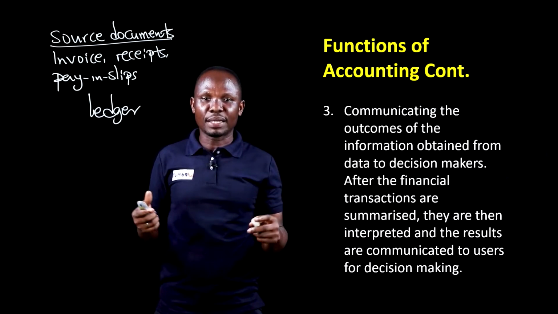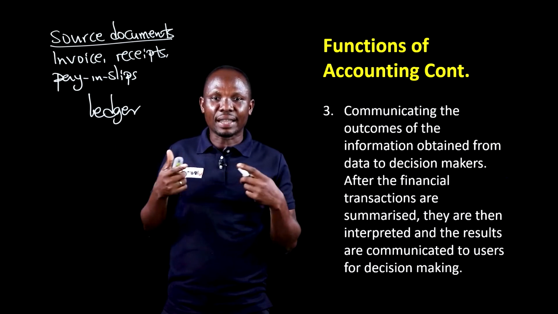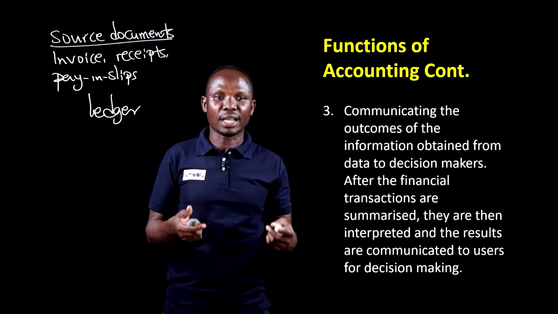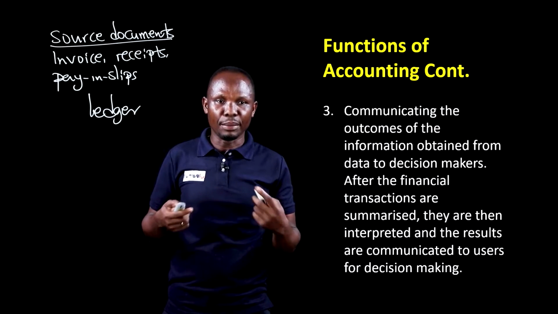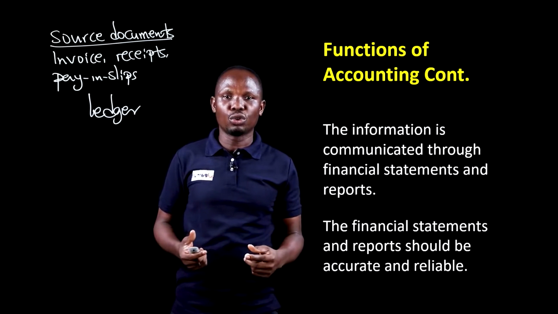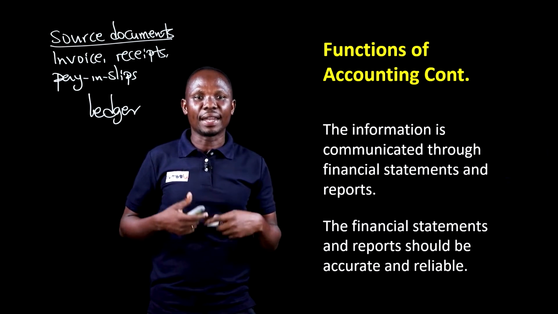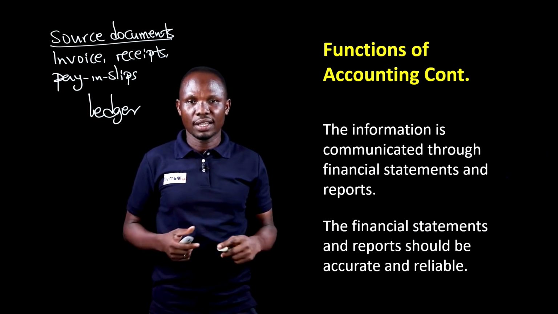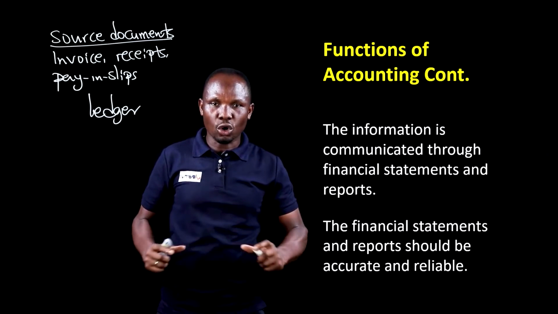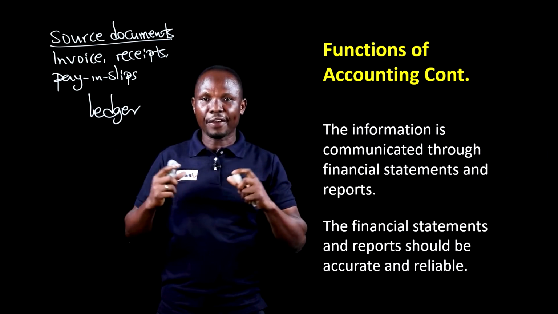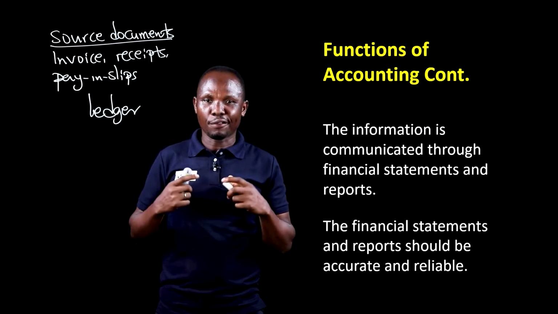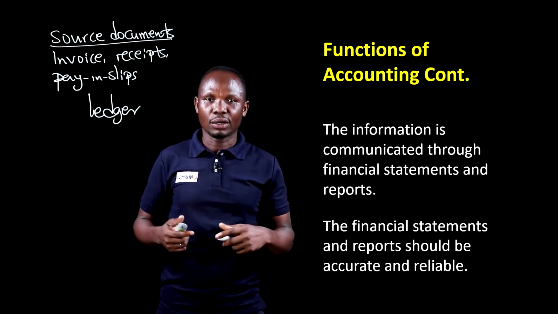After the financial statements have been summarized, they are then interpreted, and the result is communicated to interested parties for decision making. The information is communicated through financial statements and other reports. The financial statements must show the truth. They must be fair and must report the true and fair view of the financial state of affairs of the business.